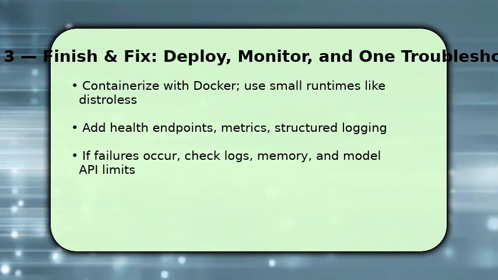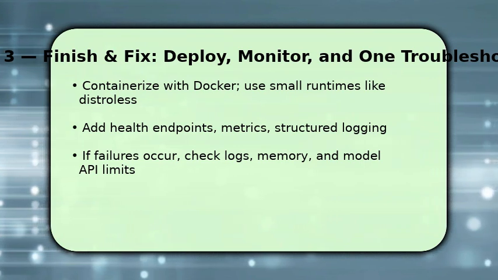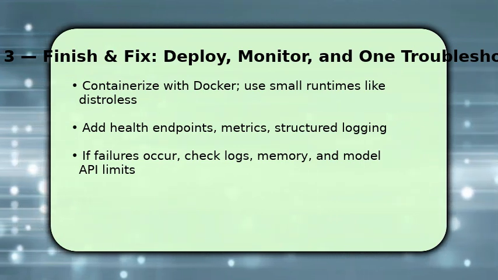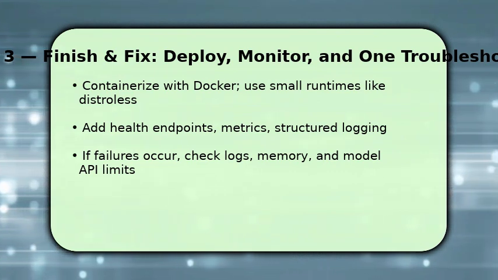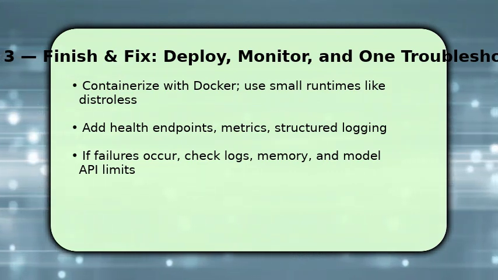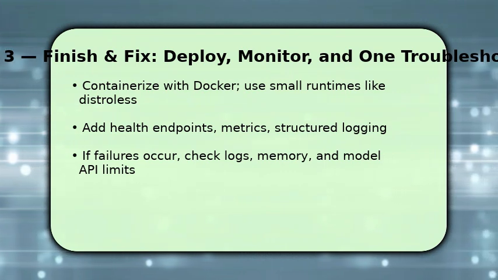If something goes wrong, start by inspecting runtime logs, memory usage, and model API quotas. These are the most common culprits. Finally, iterate on timeouts and retries, and make sure backups of your config exist so recovery is quick.